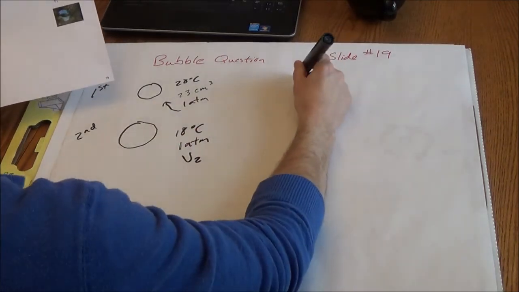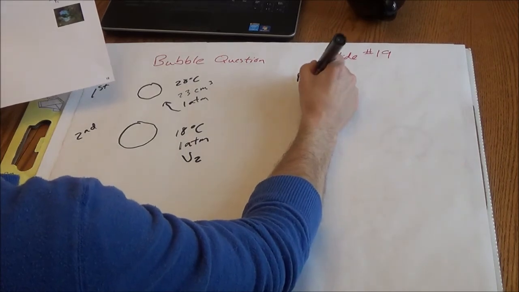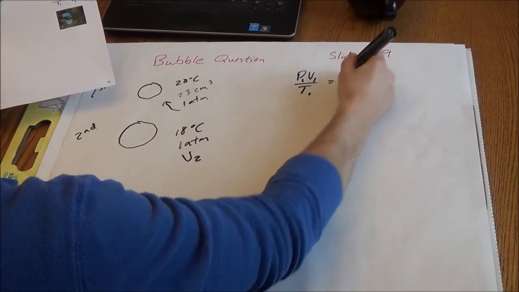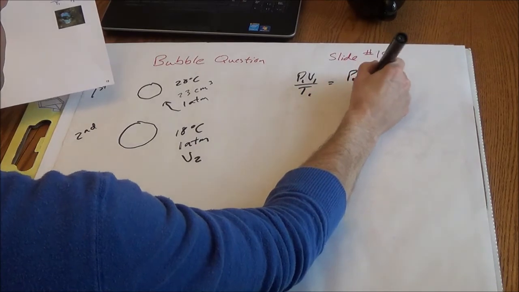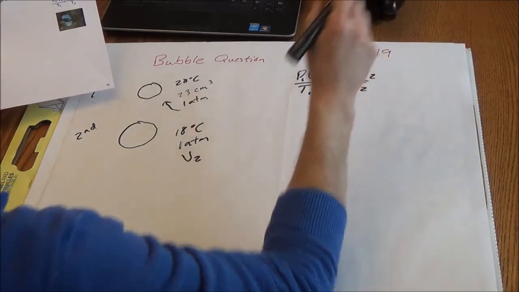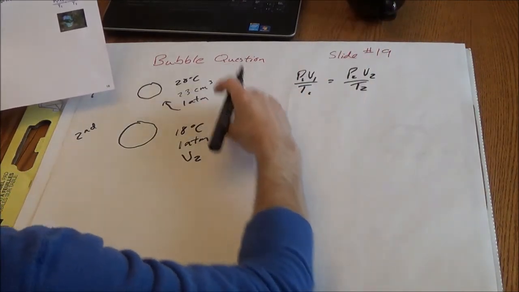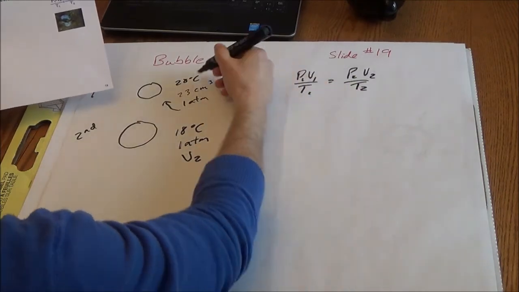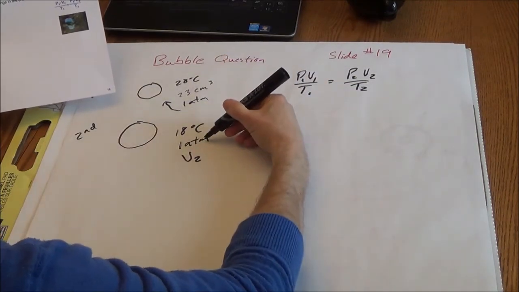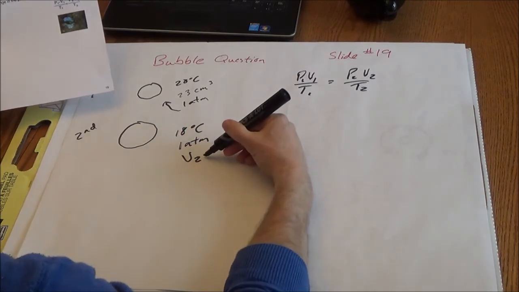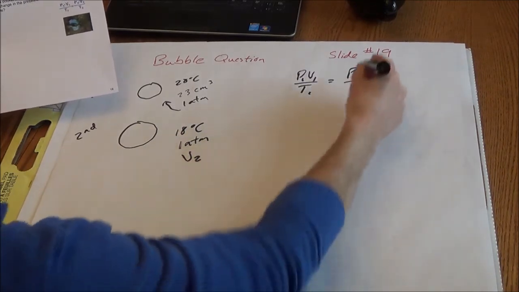So let me go ahead and write the combined gas law. One reason you know you're going to use the combined gas law is you will have 5 knowns and 1 unknown. And notice we have 1, 2, 3, 4, and 5. So I'm looking for V2.